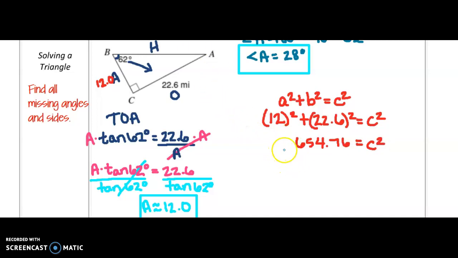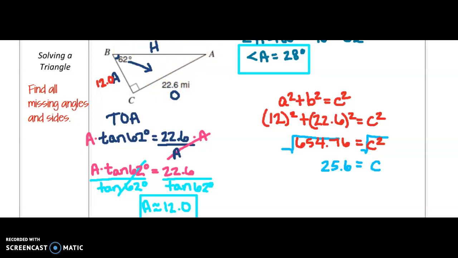So to get rid of the square, we're going to square root both sides. And again, normally we would say that c is equal to positive and negative the square root of this, but since we're dealing with the sides of a right triangle, we know that it has to be positive. So 25.6 is what I come up with for my hypotenuse. And again, that is the longest side, so it has to be bigger than 22.6.